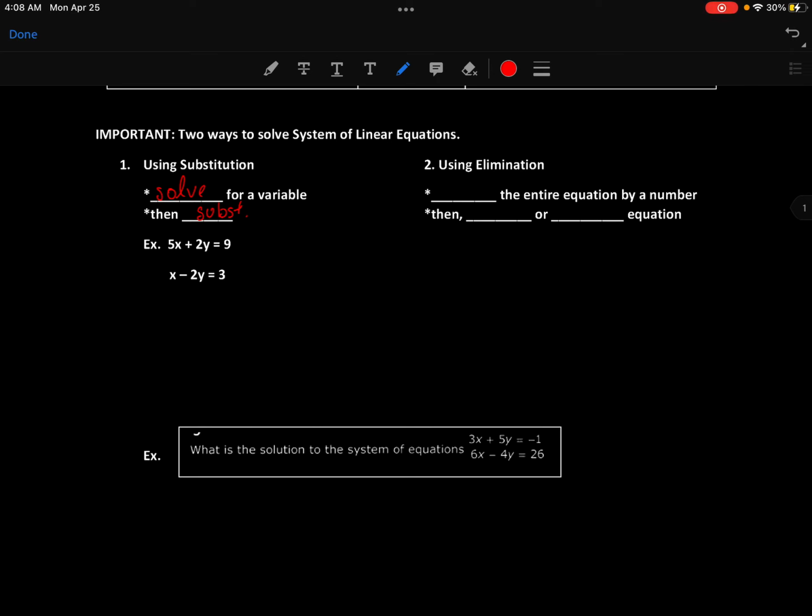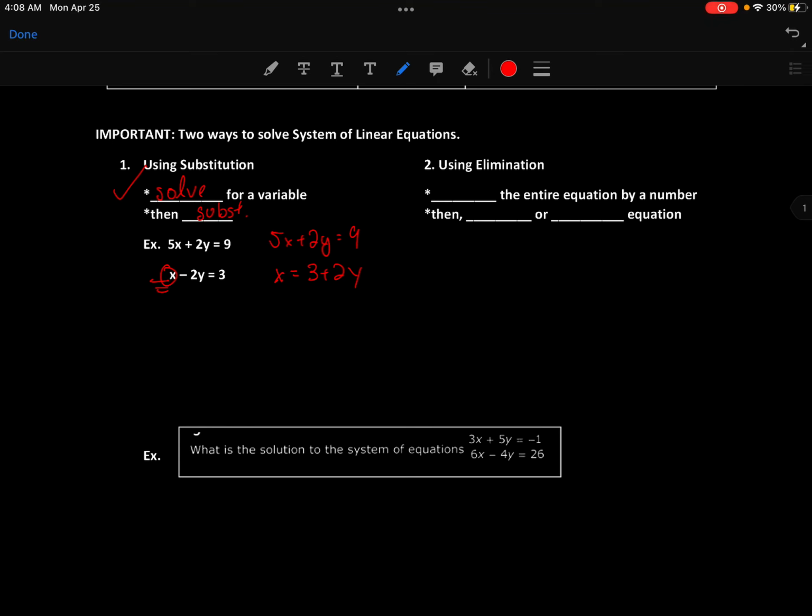Step number 1, solve for a variable. Which one do you think is the easiest to solve here? X. Why? Because there is no coefficient in front of the x. Solve for it. You're left with 5x plus 2y is equal to 9, and x is equal to 3 plus 2y. Did we solve? Done. Now we're going to substitute.